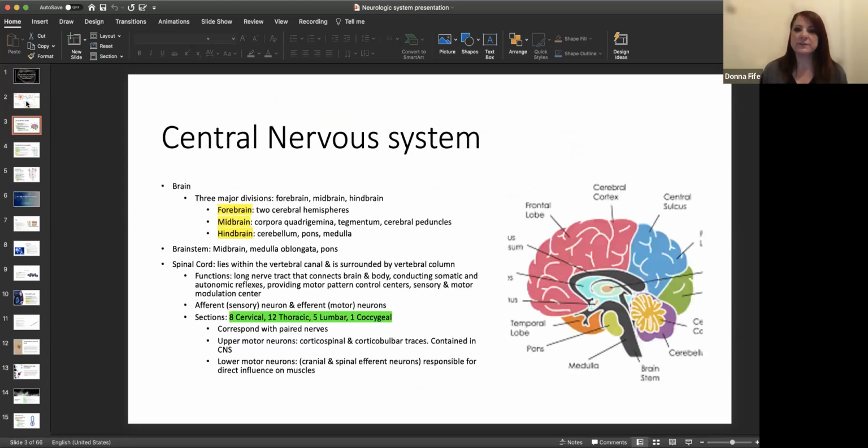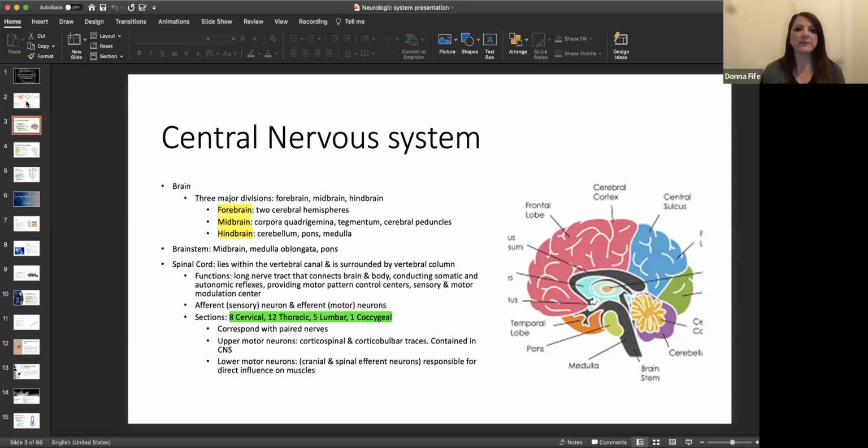The central nervous system, we have the brain, which has 3 major divisions: the forebrain, midbrain, and hindbrain. The forebrain, there's 2 cerebral hemispheres. The midbrain, there's the corpora quadrigemina, the tegmentum, and the cerebral peduncles. The hindbrain is the cerebellum, pons, and medulla. Now, the brainstem is made up of the midbrain, the medulla oblongata, and the pons.